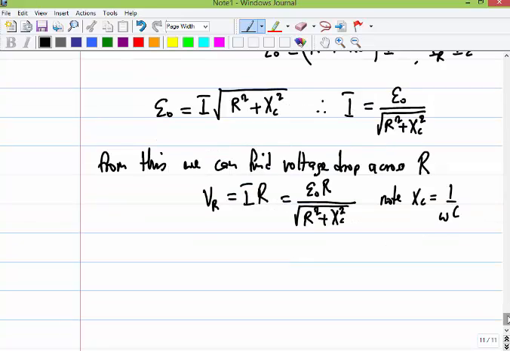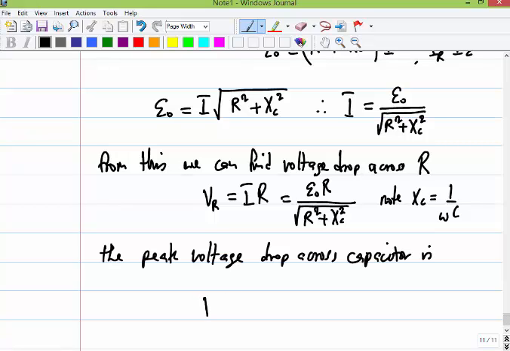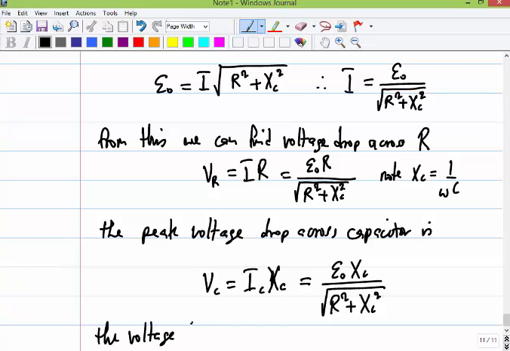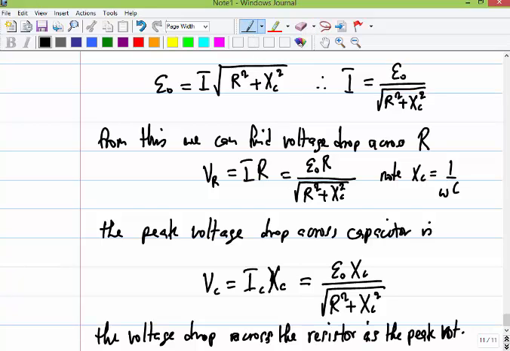So keep that in mind. And then the peak voltage drop across the capacitor is given by V across the capacitor, which is the current across the capacitor times the capacitive reactance XC. Since the current across the capacitor is the same as the current across the resistor, we just write E naught XC over the square root of R squared plus XC squared. So that's the voltage across the capacitor. The voltage drop across the resistor is a peak voltage.